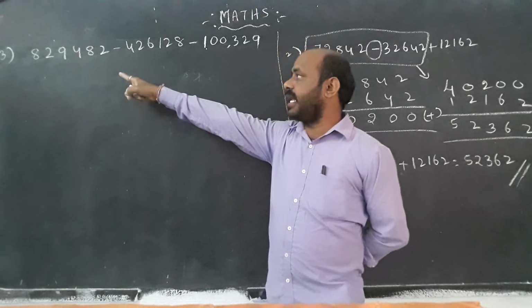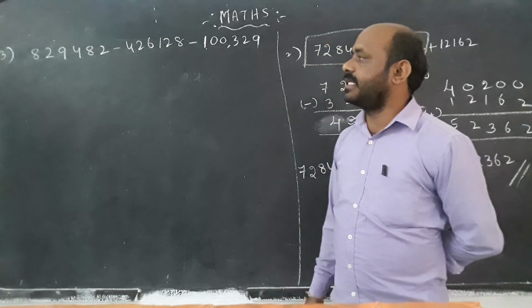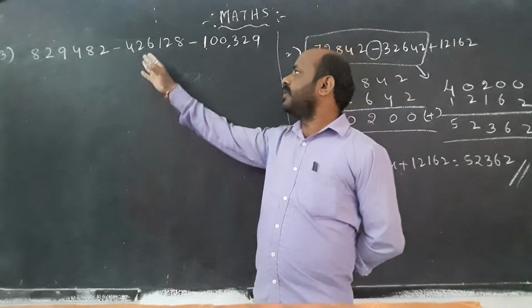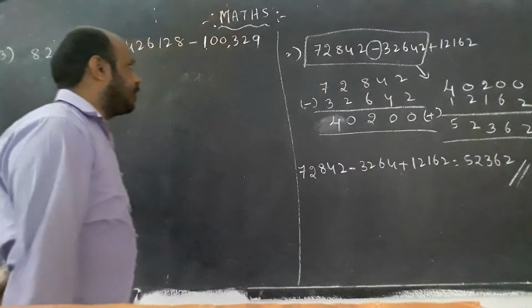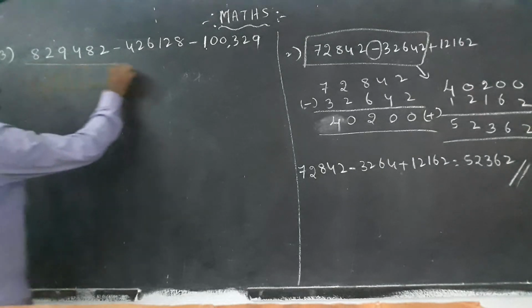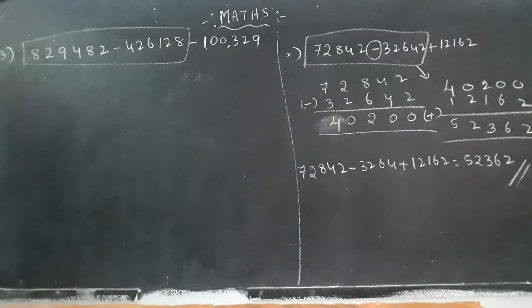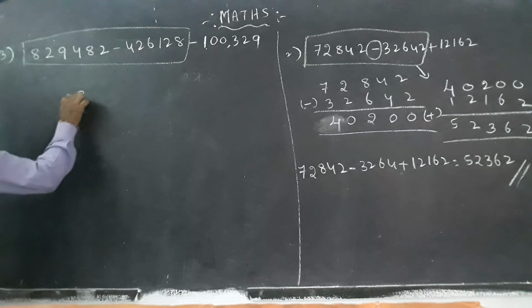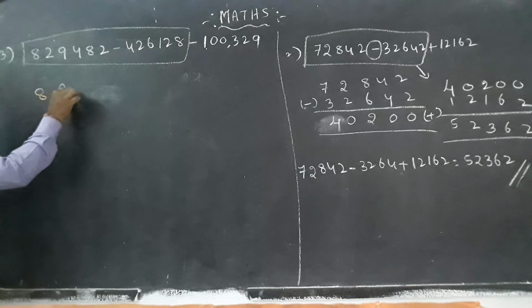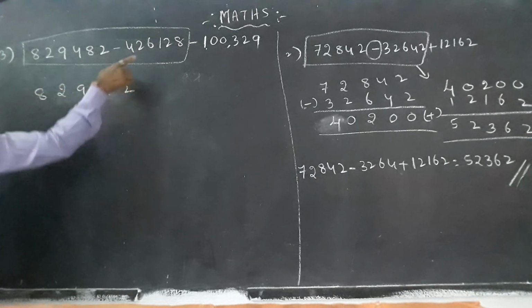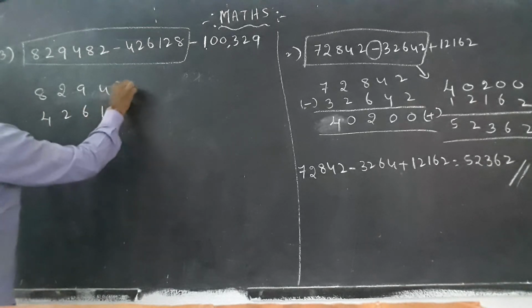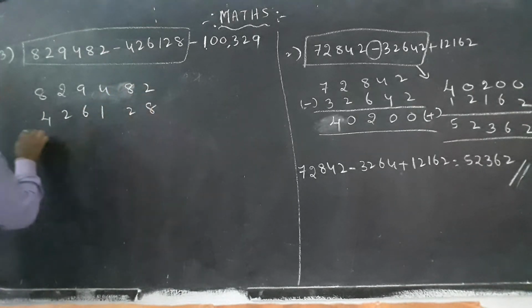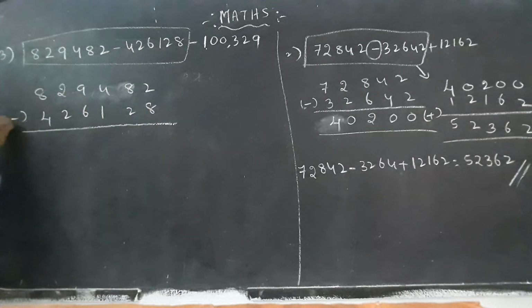The first, 8,29,482, has the addition symbol. These other two numbers have subtraction symbols, so it will be easy. Now we apply simplification to the first numbers. First we take the first two numbers and write them in the vertical method: 8,29,482, then 4,26,128. Then we apply the subtraction symbol.